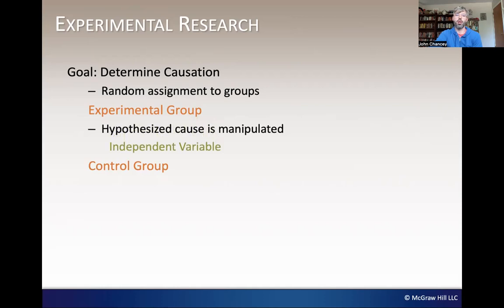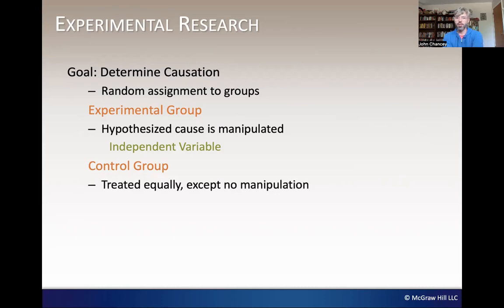So in the experimental group, we're going to manipulate our independent variable. So for example, if we wanted to look at depression scores and an antidepressant medication, we could manipulate whether or not somebody gets an antidepressant medication or they get a placebo, or we can manipulate how much they get, 5 milligrams, 10 milligrams, 50, whatever we're trying to look at. That's the independent variable.